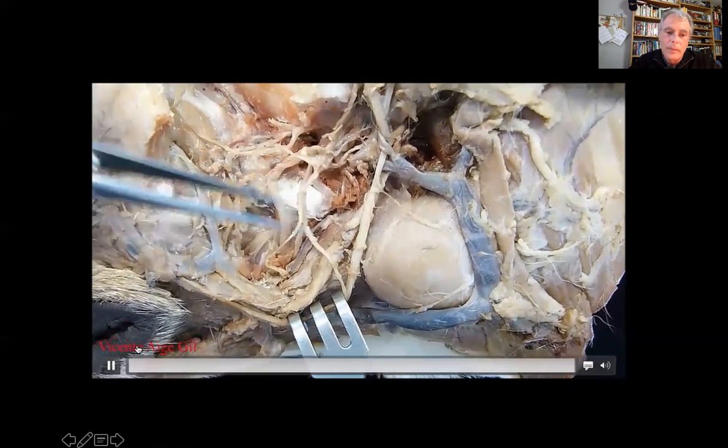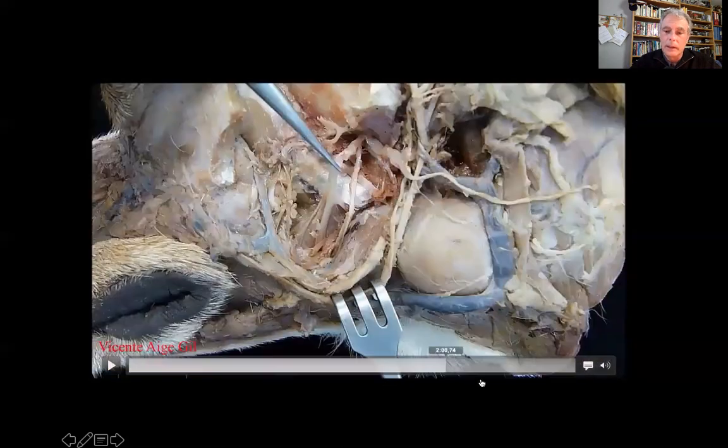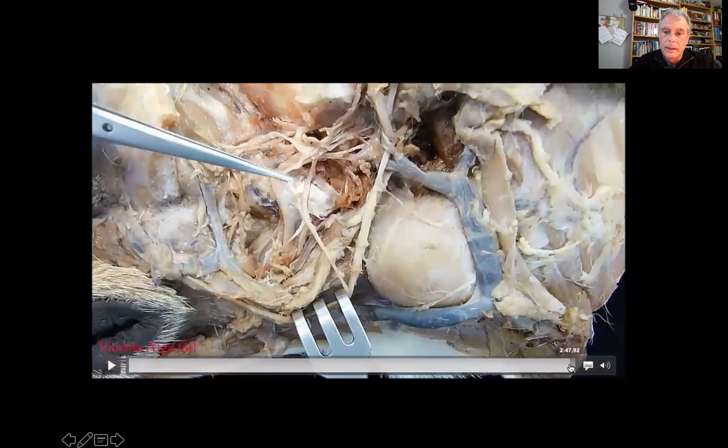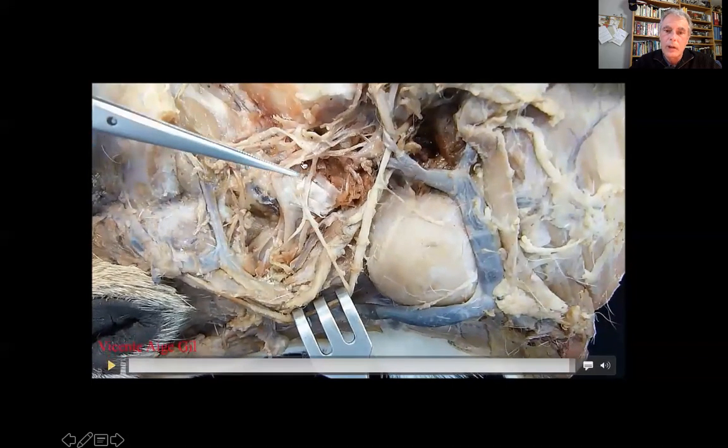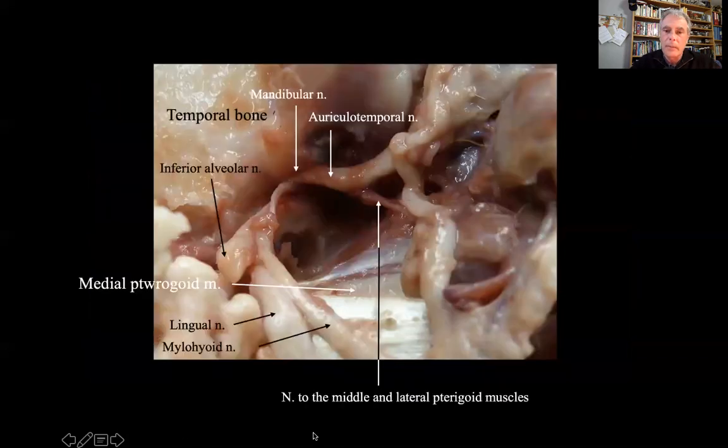This is a connection between, let's see, yes, this is the connection I want to show you. This is the facial nerve, and this is a connection between the auriculotemporal nerve and the ventral buccal branch of the facial. We'll see that in further dissections. So, again, we enlarge some images. This is the temporal bone in the dissection. These are the medial pterygoid muscles.